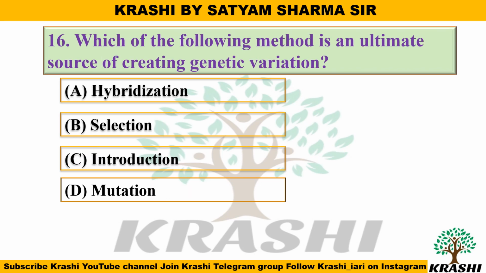Question number 16. Which of the following methods is an ultimate source of creating genetic variation? So the correct answer is hybridization, where different species are crossed to develop a superior hybrid line.